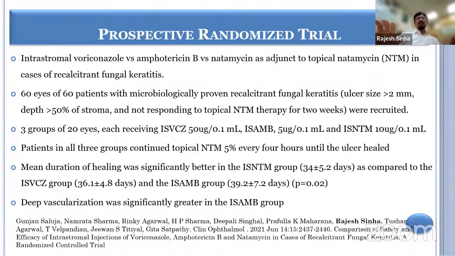And there were 3 groups: one receiving intrastromal voriconazole, one intrastromal amphotericin B, and the third intrastromal natamycin. And he found out that marginally the intrastromal natamycin was better than intrastromal voriconazole, just in the healing response by 2 days. Although that was not significant, there was a significant difference from the amphotericin B. And another thing was deep vascularization was significantly greater in the group of intrastromal amphotericin B.